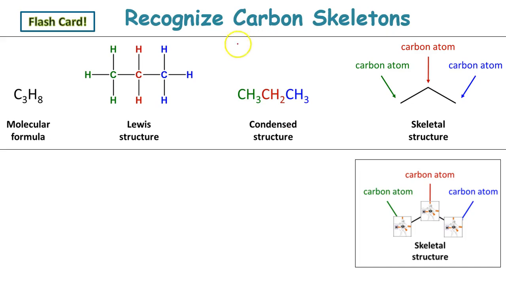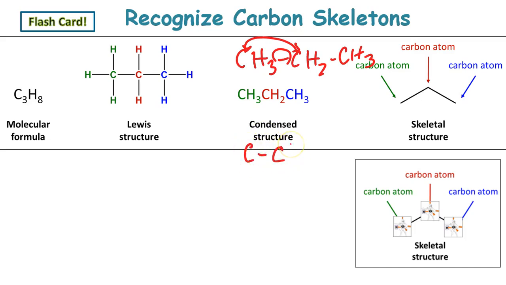Sometimes you will see condensed structures look like this. Okay, and that's just showing you that this bond is showing the bond between carbon and carbon. So yes, a condensed structure can either take all of the lines away, like you see here, or all the bonds to carbon, or it can show carbon-carbon bonds. Okay, folks? So just keep that in mind.